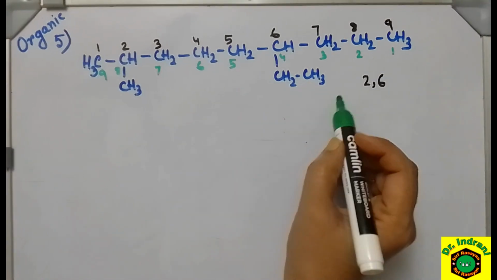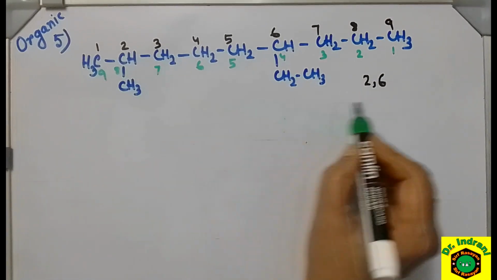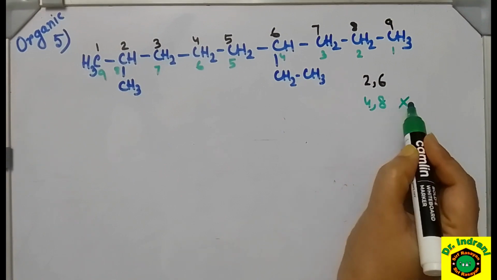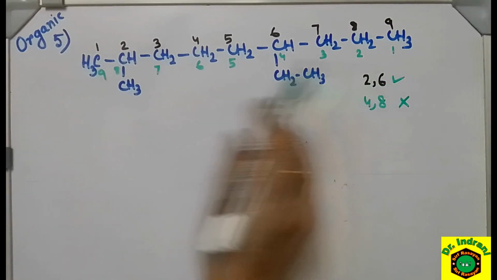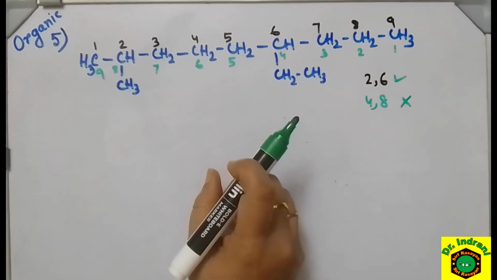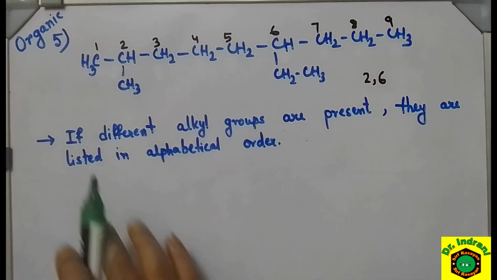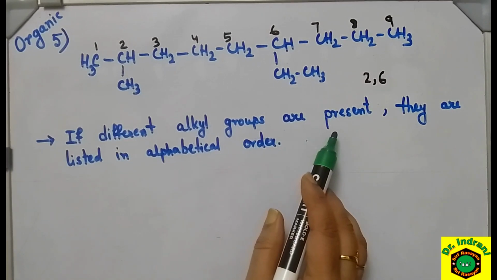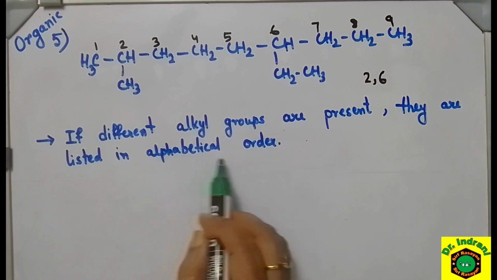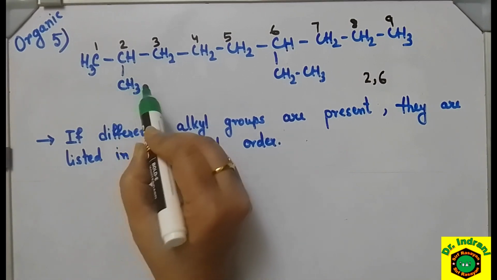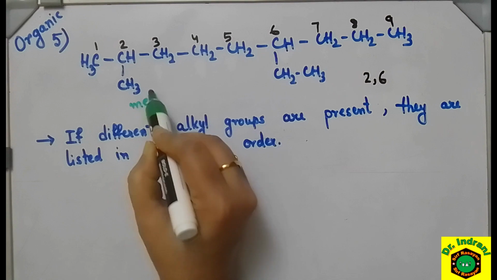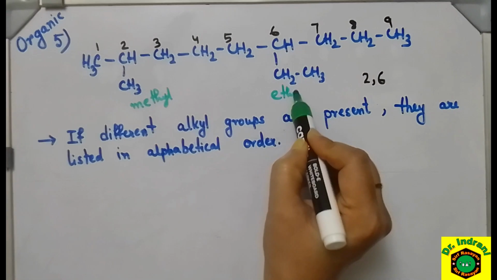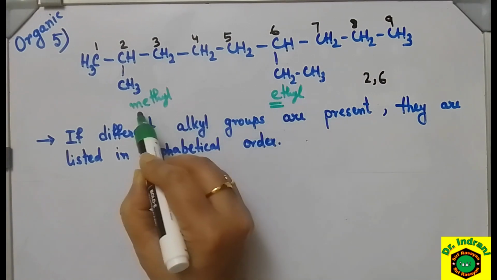Here the set of locants is 4 and 8. So obviously that green one is not possible. That black one is the correct one, meaning left to right numbering is correct here. Now this rule says that if different alkyl groups are present as substituents, they are listed in alphabetical order. This is your methyl group, methyl substituent, and this one is ethyl. So alphabetically E comes before M.